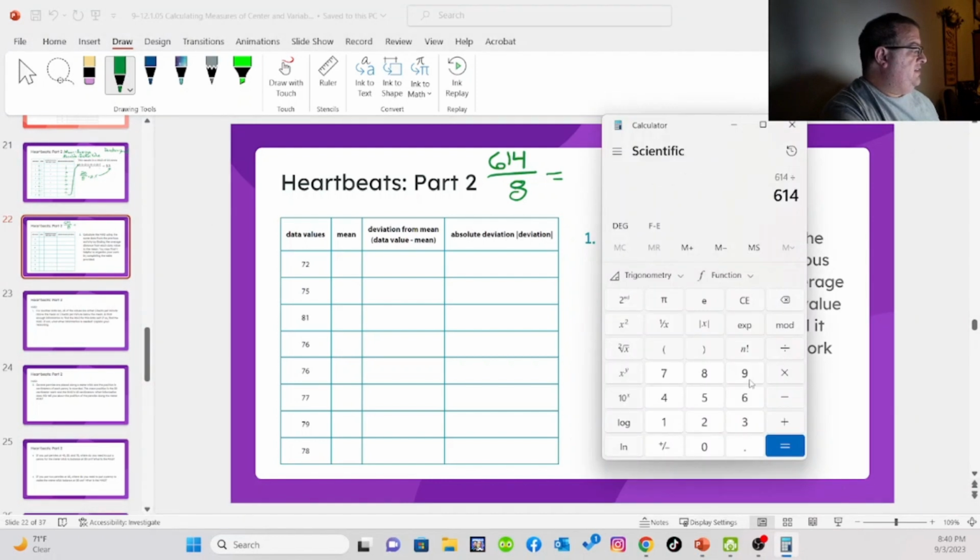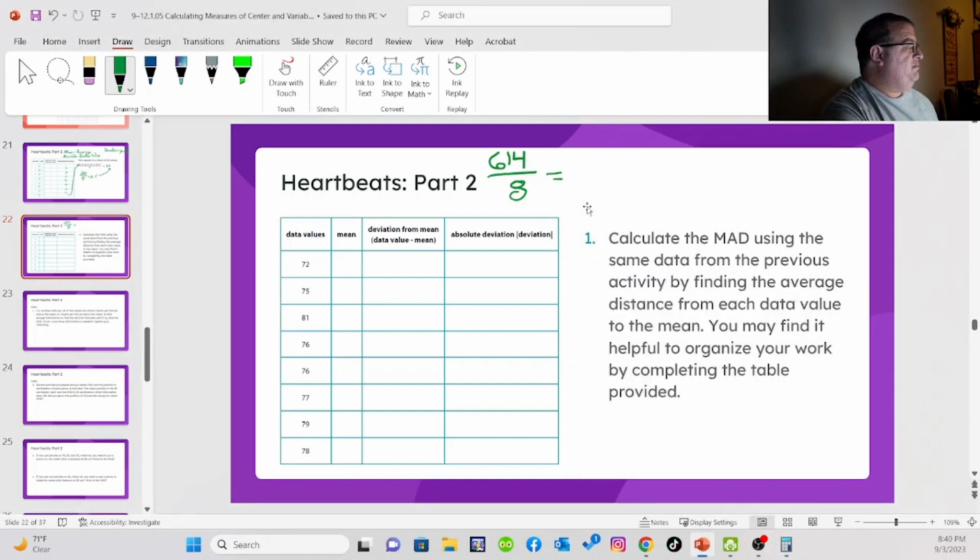So now I can divide by 8, and I get 76.75 as my mean. So that is what I would put in here for my mean. And you would write the same thing in all of these spots.